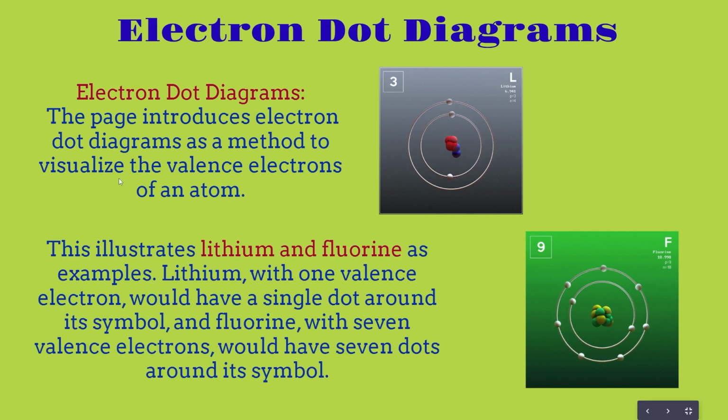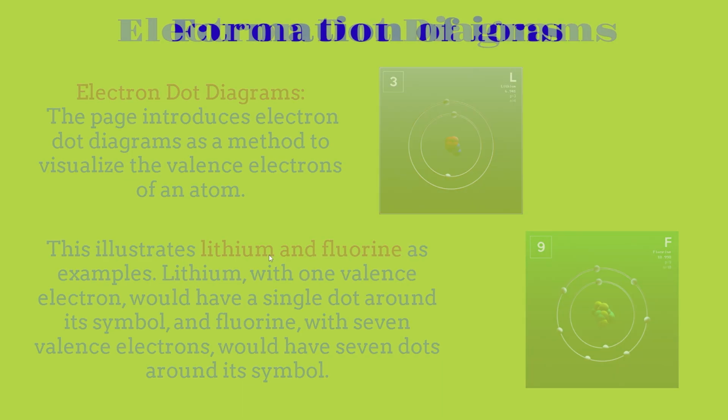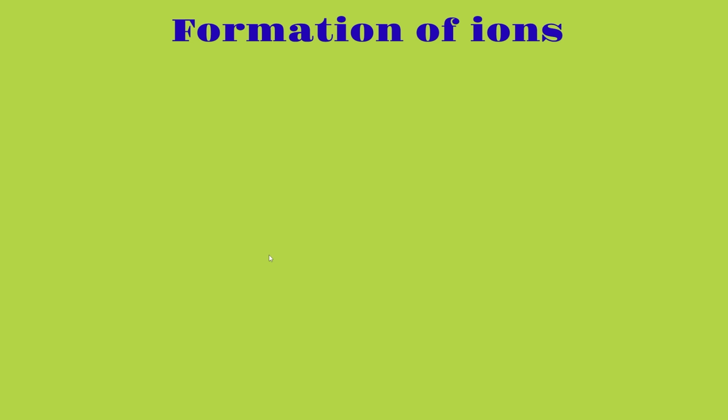And so as I explained, this illustrates lithium and fluorine, and lithium has 1 valence electron with a single dot in the outer shell, and then fluorine has 7 dots in the outer shell, which means it has 7 valence electrons. So now we're going to finally talk about the formation of ions.